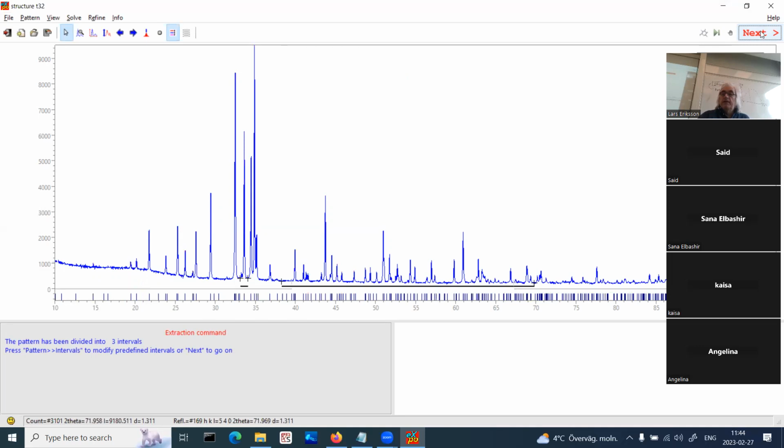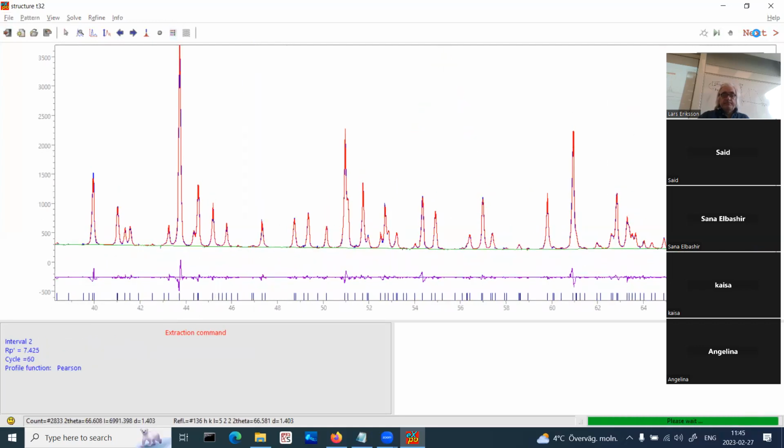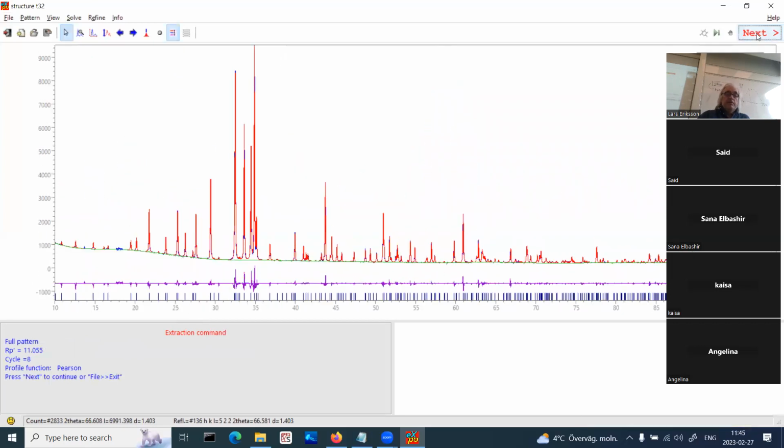Maybe we need to click next. It divided the pattern into 3 intervals. Okay, click next. The fitting is quite efficient. Press next to continue.